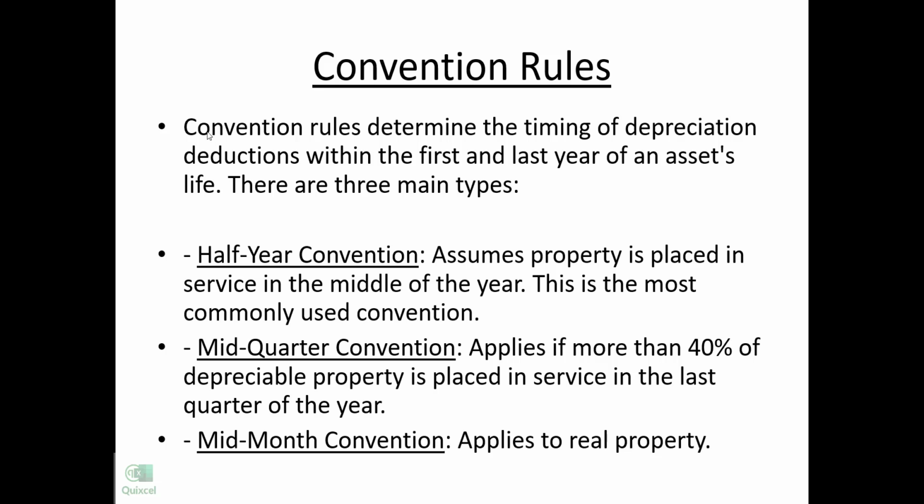The convention rules. Convention rules determine the timing of depreciation deductions within the first and last year of an asset's life. There are three main types: half-year convention, mid-quarter convention, and mid-month convention. For personal property like vehicles or trucks, we use half-year convention, and for real property we always have to use mid-month convention. Half-year convention assumes property is placed in service in the middle of the year. This is the most commonly used convention.